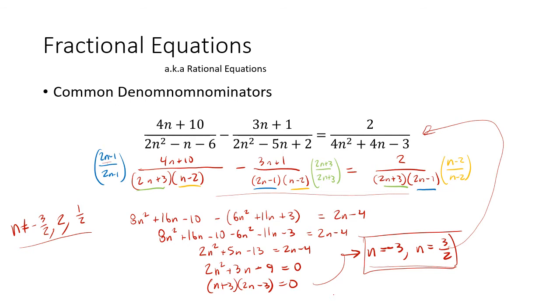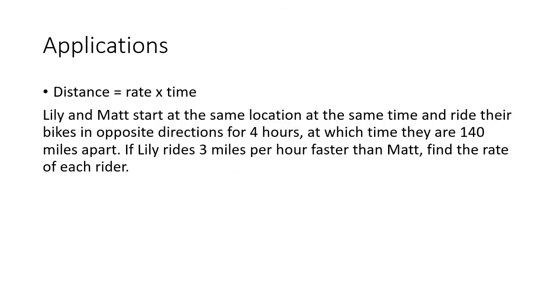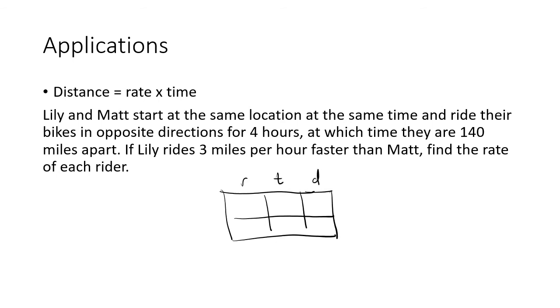All right, now let's get into some actual word problems here. Okay. So this is kind of similar to the previous one. Rate times time equals distance. So let's just draw our table first. Okay. I don't know how to draw a table apparently. Okay. So rate, time, distance. Rate times time equals distance. And we have two people here. We have Lily and we have Matt. Two former students of mine.